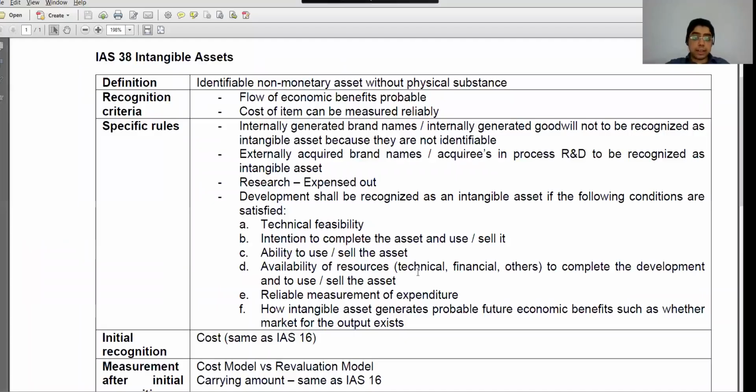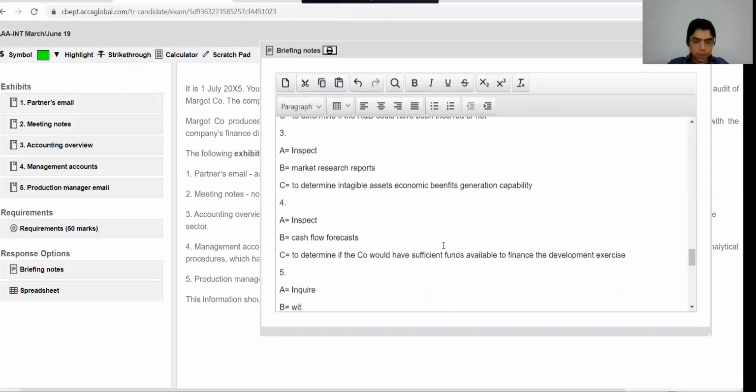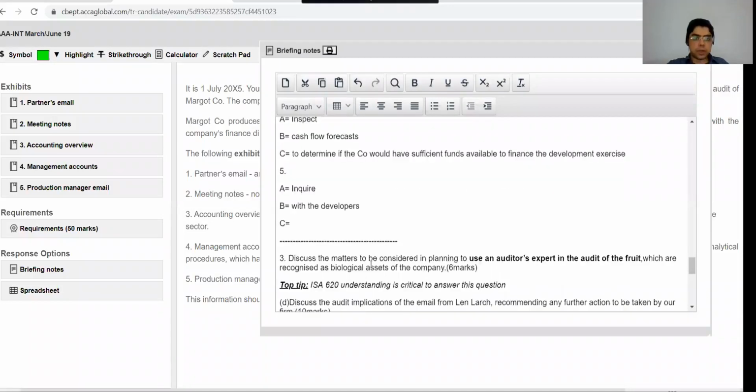What else? Technical feasibility. You could inquire with the developers, because some external firm is doing that, if there are any constraints or feasibility issues regarding the completion of the development project.